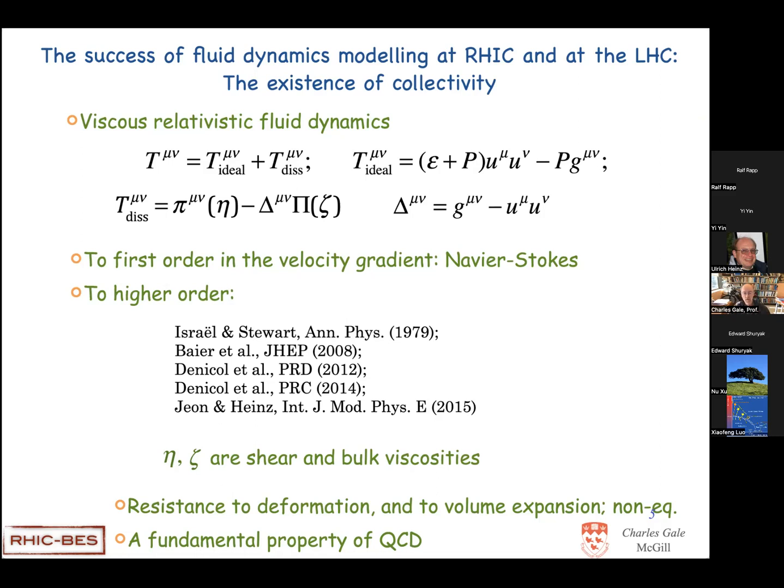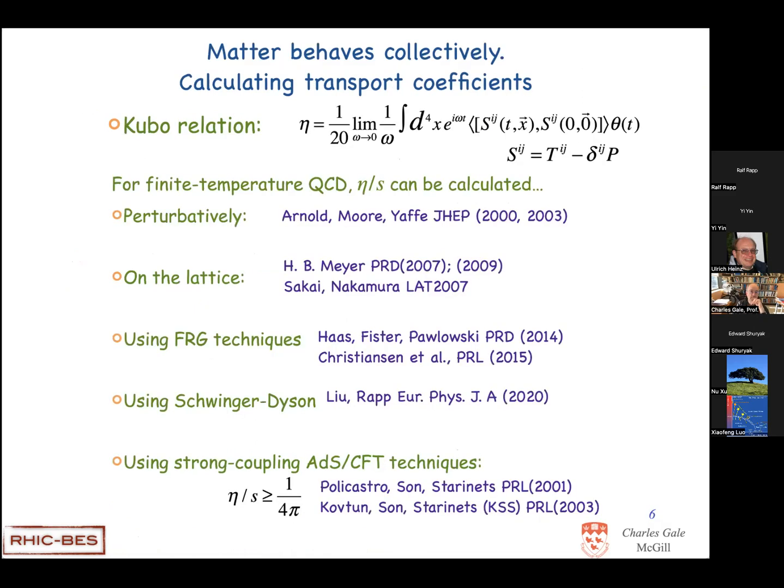And there are fundamental properties of QCD in the following sense. So you take a box of QCD, you perturb it, it goes back to equilibrium, and that return to equilibrium is regularized, is dictated by those quantities. Cool. Why don't we just calculate them, instead of trying to extract them from the data? Well, it is difficult. So there are many ways to do this.